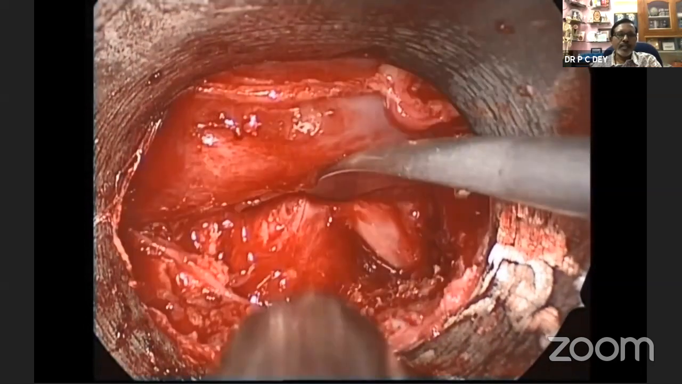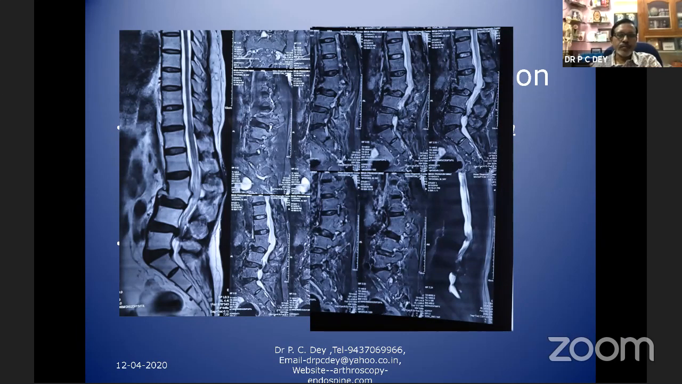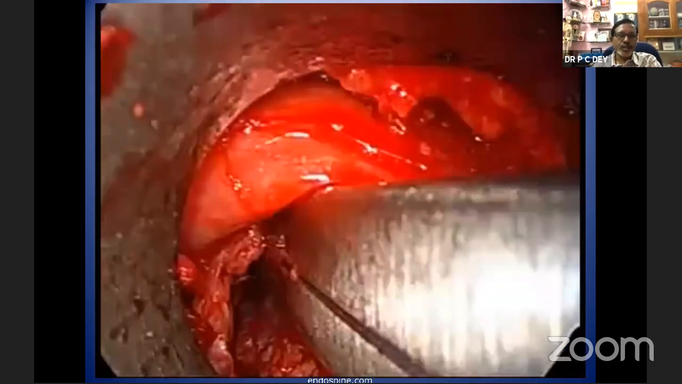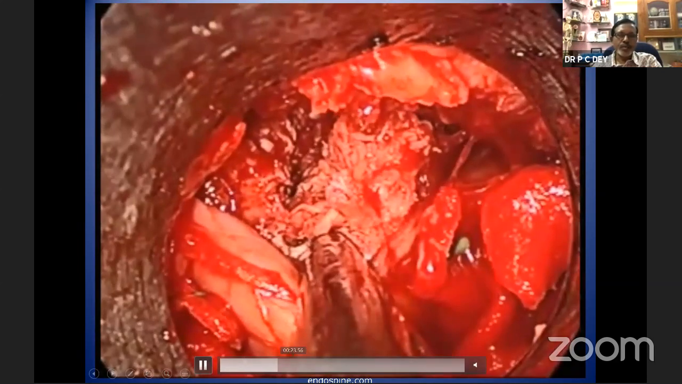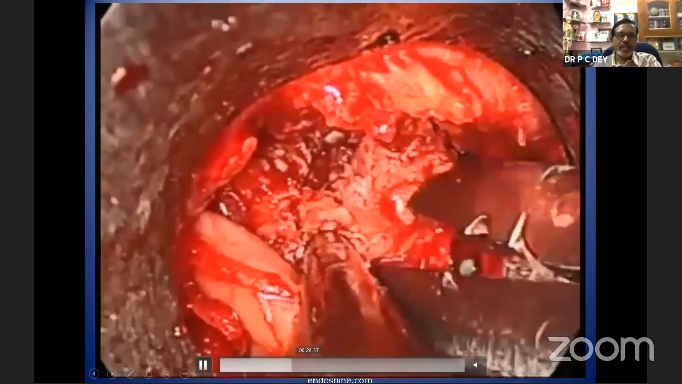So this is another patient with L4, L5 disc and also stenosis. There is a huge hard disc here, a hard disc on the right side. And this is the video. I just wanted to show you one 20-second small video. This is the same side, and this is the opposite side hard disc. And we are just removing the opposite side hard disc.